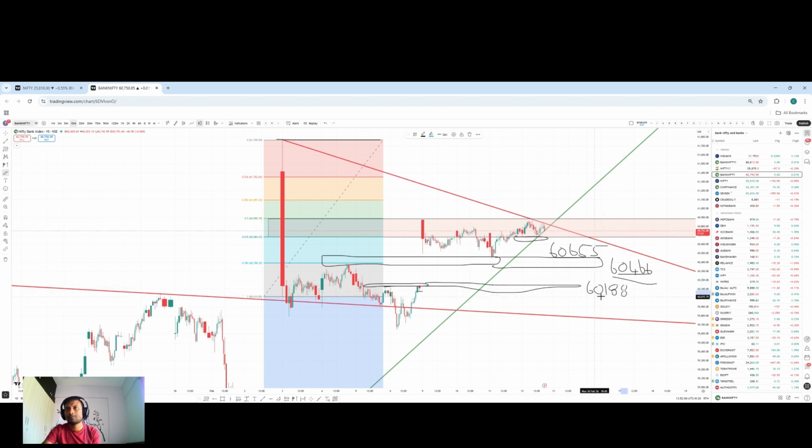Suppose now you have kept the stop loss at 60,840 on the breakdown of 60,655. When you go and test the 60,555 zone, you will bring your stop loss to cost to cost. As simple as that. When it goes and tests this zone, you will bring the stop loss from 655 to 500. And when it breaks this zone, you will bring your stop loss from here to this zone. That way you will be trailing your stop loss in this kind of market.